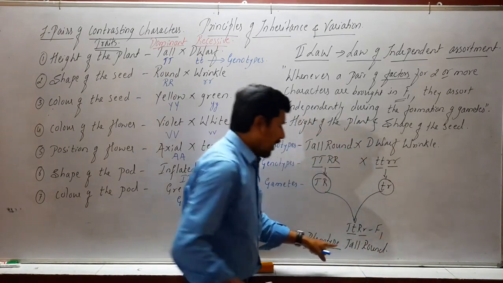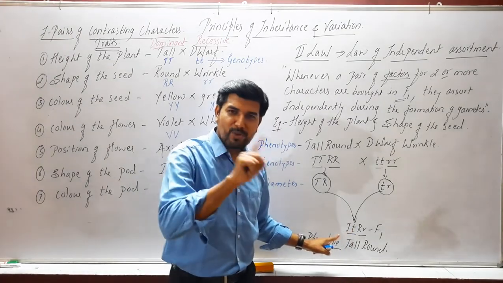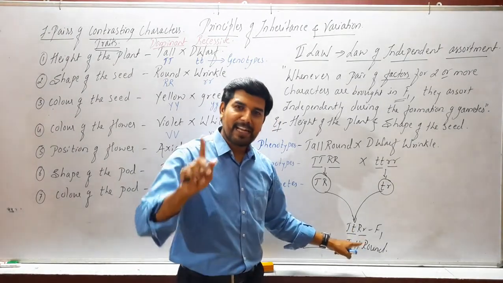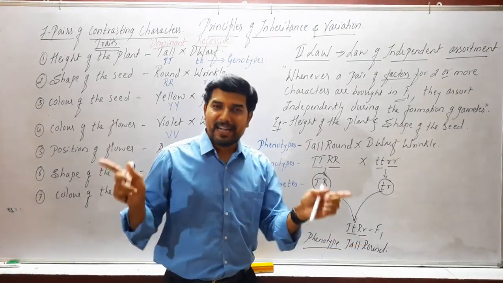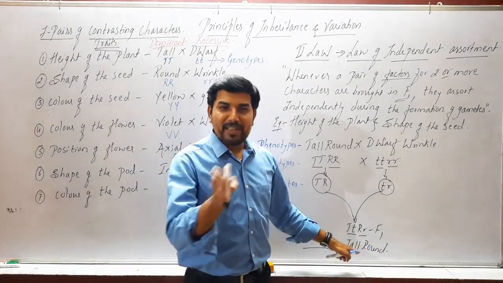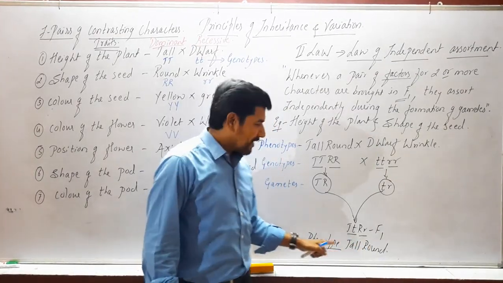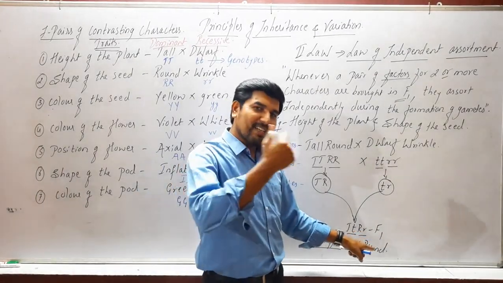Now tell me, how many are tall and round here? If you get one plant, it is tall and round. If you get 10 plants, they are tall and round. If you get 100 plants, yes, all the 100 are tall and round. Then what is the percentage of getting tall and round? Yes, it is 100%. This is F1. Then what is the next part?